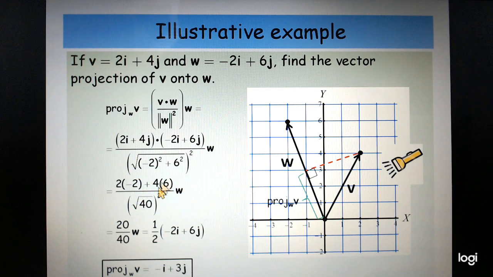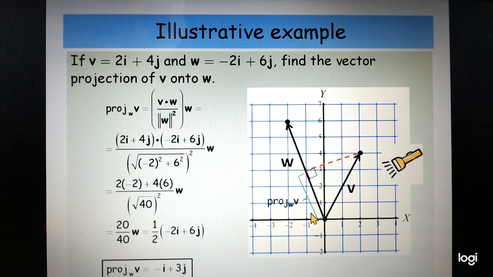I did the computation. Now, I take the magnitude of W and I'm going to square it. So the magnitude is -2 squared plus 6 squared. So it's 4 and 36 is 40, but it's radical 40, but it gets squared. So I get a 40. So I get 20 over 40, which is a half, times vector W. And if I take half of this, I get -1i plus 3j. So that would be the projection of V on W.